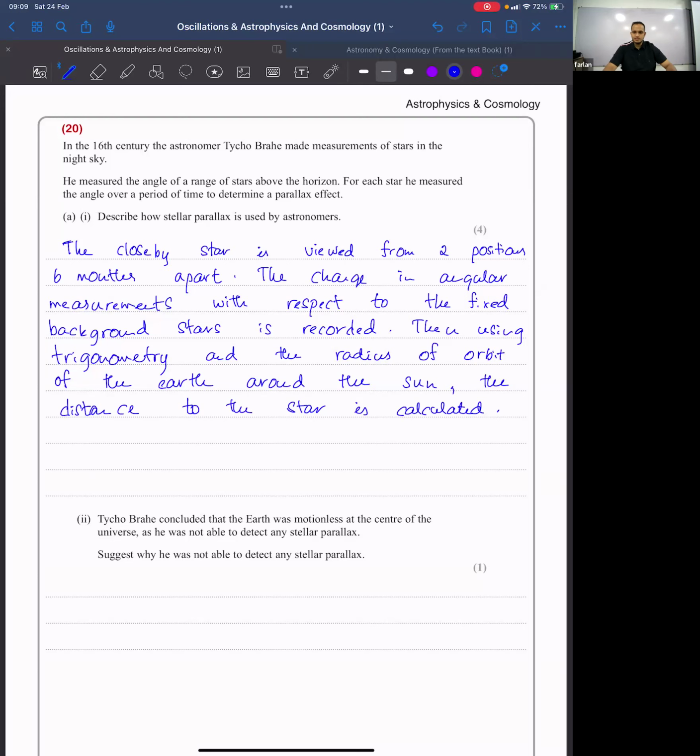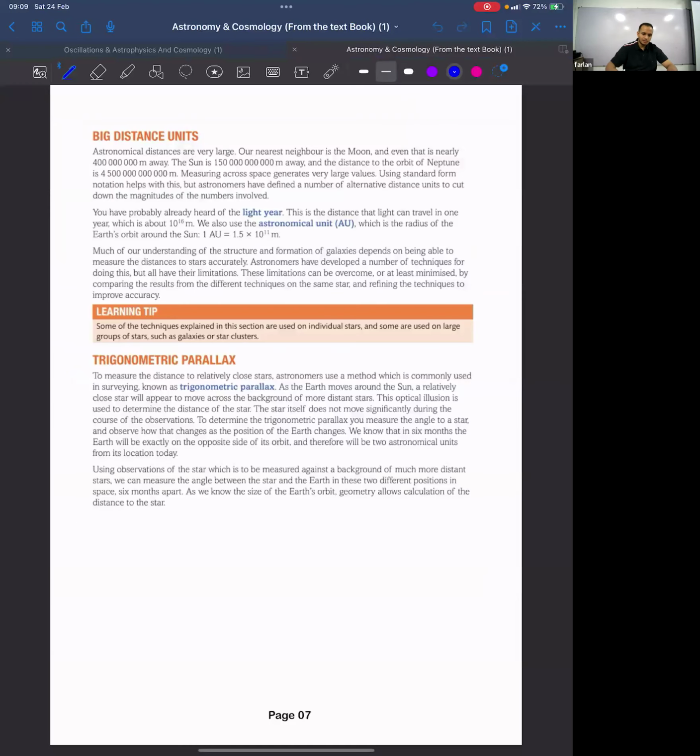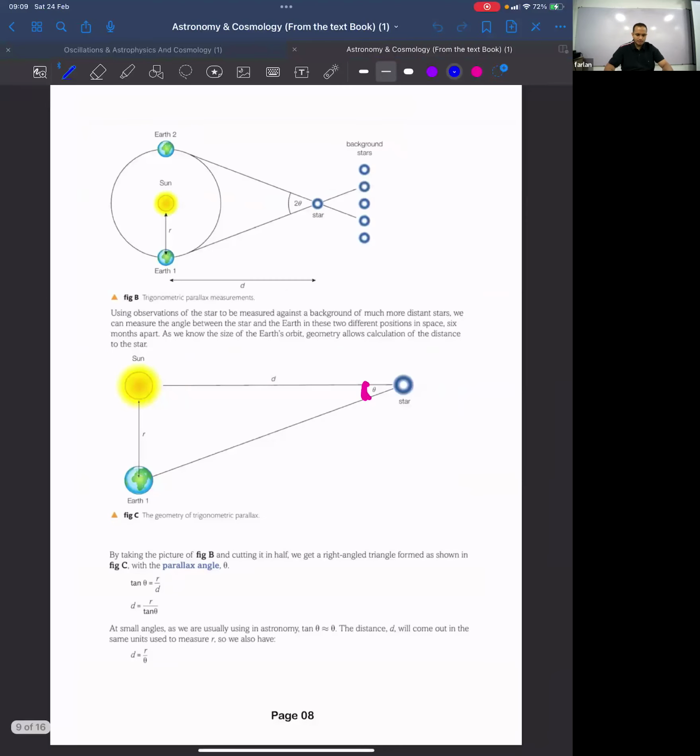Okay. So guys, this is what was done when using this method, stellar parallax or trigonometric parallax. When the Earth is at one position, you take the angular measurements to the star with respect to the background stars. You focus at a background star and you get this position of the star and measure the angle. And 6 months apart, exactly the Earth will be on the other side. And then you take the measurement. And then by measuring this angle and by knowing this distance, you can find the distance to the star from the Earth. Okay.